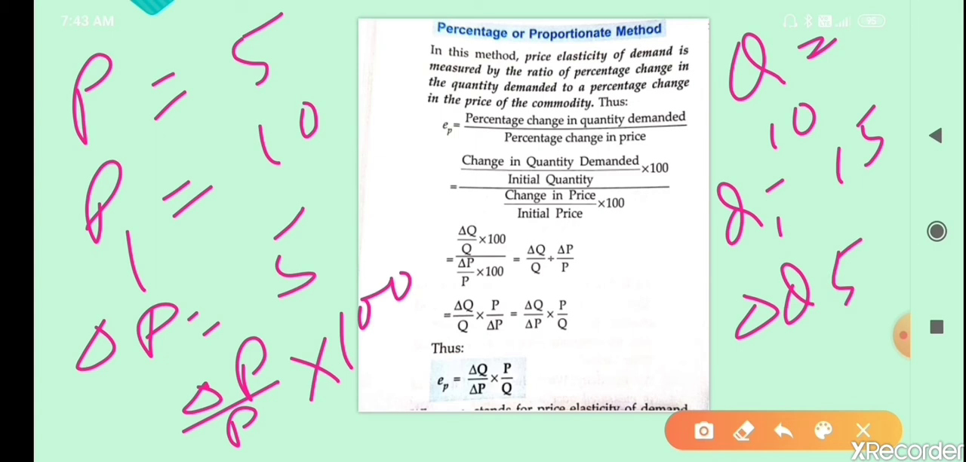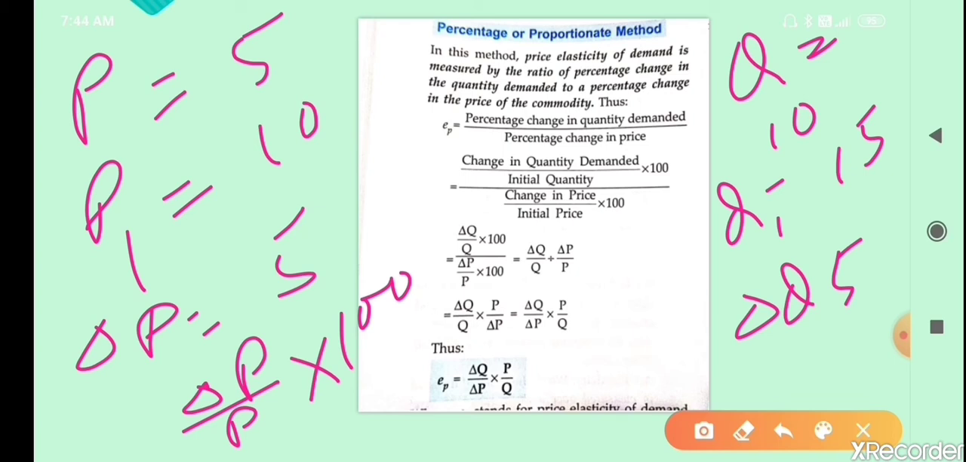One thing we can understand is that price elasticity of demand is always negative. Why is it negative? Because the relationship between the price and quantity demanded is inverse according to the law of demand. So keep in mind that price elasticity of demand is always negative. The law of demand applies here: if price increases, then quantity demanded will decrease. So I hope you understood how we are calculating.